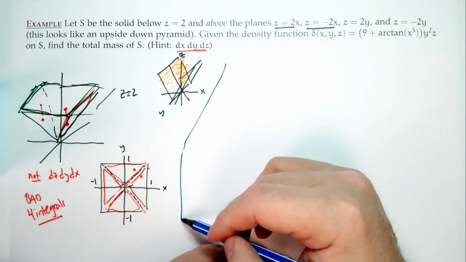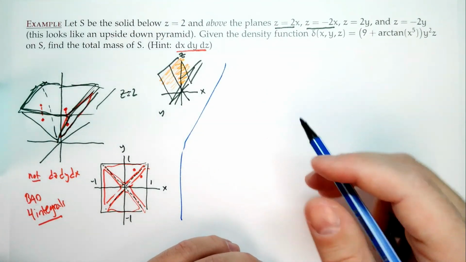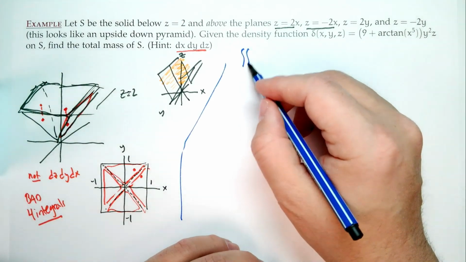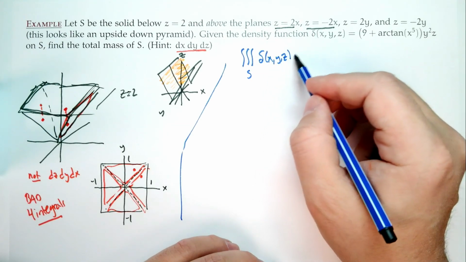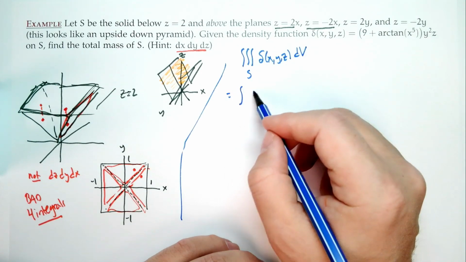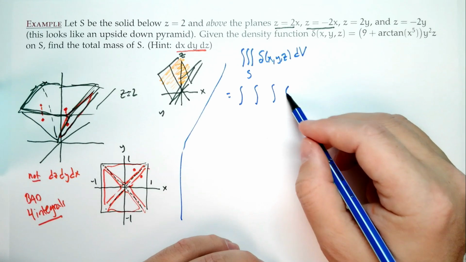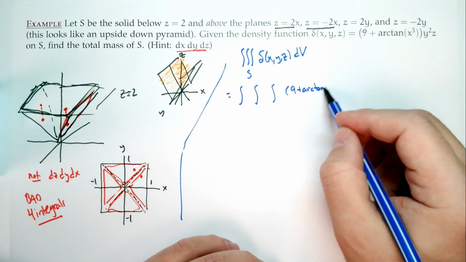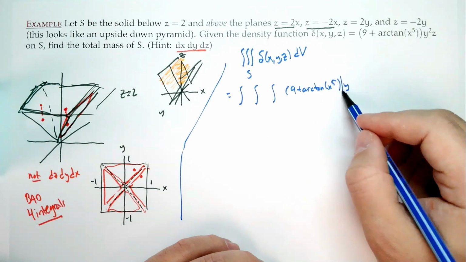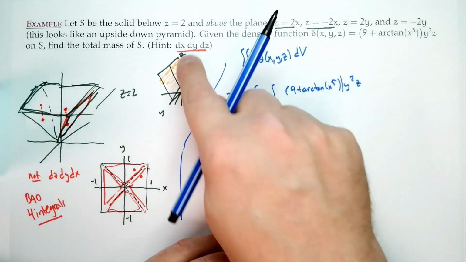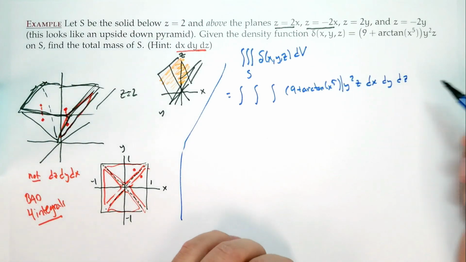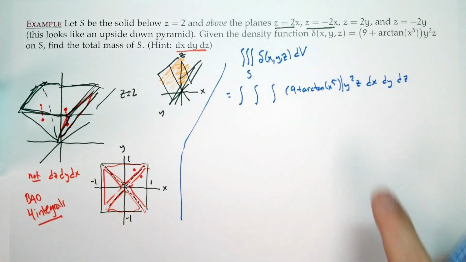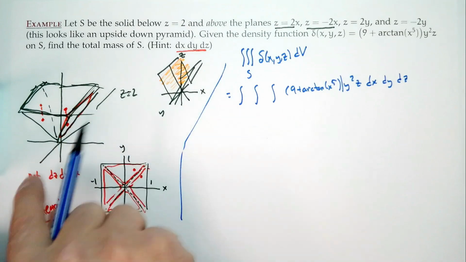All right. Well, we should talk about what we are doing. We're integrating over our solid S, our density dV. That's our mass. That's our basic formula. So we're going to do an integral, integral, integral of 9 plus arctangent x to the fifth, y squared, z, and then, following the hint, dx, dy, dz. Now, let's do what the hint tells us. It says integrating with respect to x last.